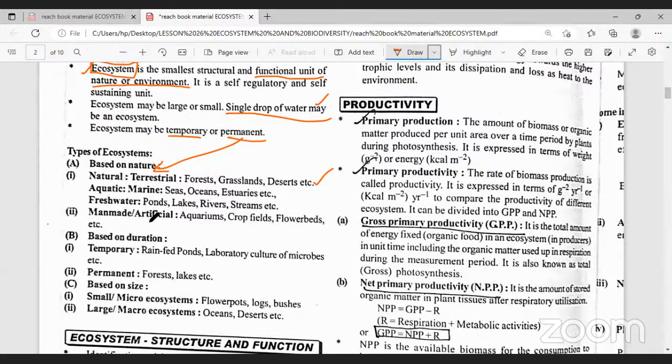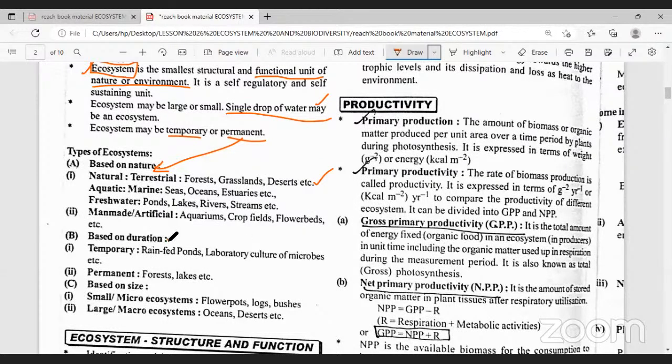Man-made, artificial. What is the meaning? Only created by man, only artificially. Take an example, an aquarium, a fish aquarium in our house. Crop field, take an example. One time we can cultivate sugarcane, another time banana, another time onion, another time tomato. Likewise, flower beds. These all change with the season, depending upon seasonal changes, etc. These are all man-made.